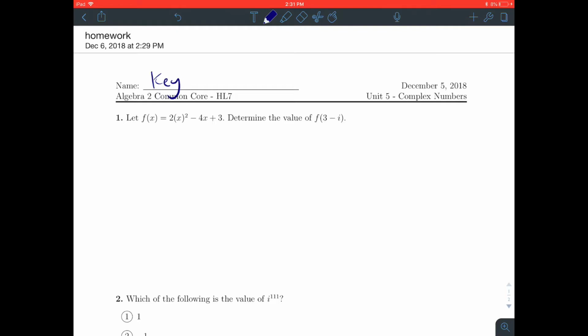Let f of x equal this. Determine the value of f of 3 minus i. So when we have f of 3 minus i, that is our input. So we're going to be substituting 3 minus i into the equation everywhere where we see an x.